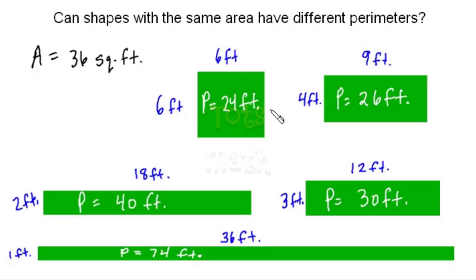So this is an example of 5 shapes that have the same area, 36 square feet, but different perimeters. So to answer our question, yes, shapes with the same area can most certainly have different perimeters.